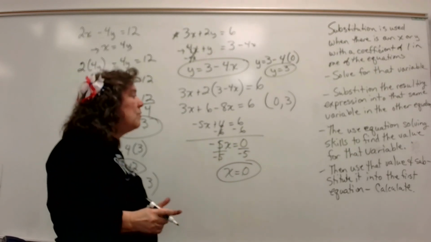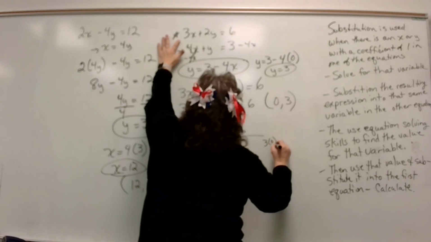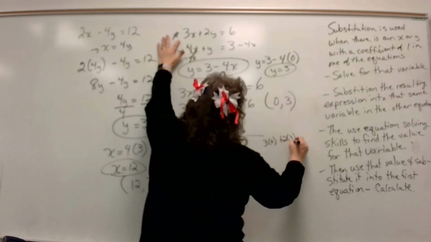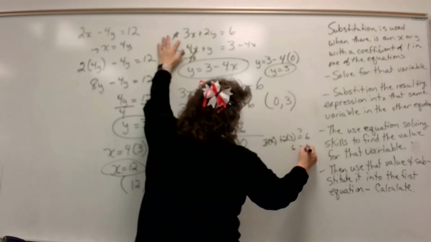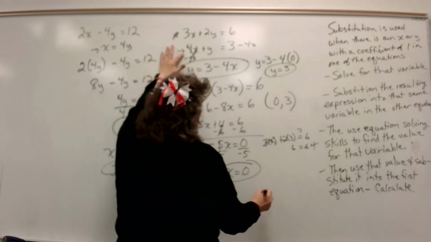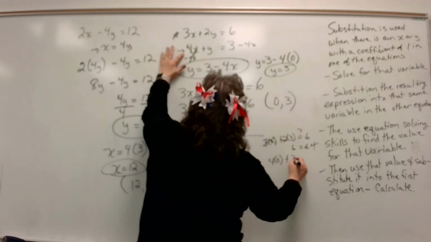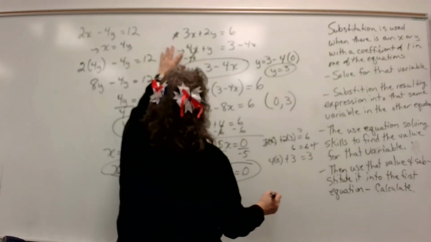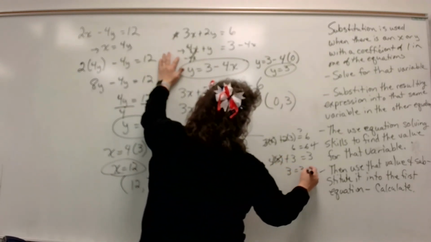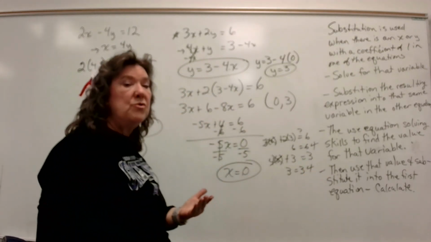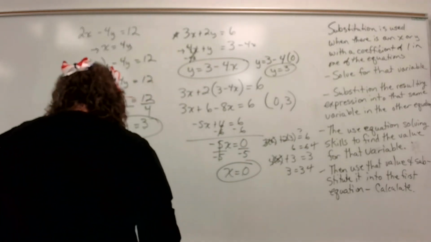And remember, we can always plug it back into the equations and check it out. So 3 times 0 plus 2 times 3. Does that equal 6? Well, this is 0. 6 equals 6. Yes, that checks. Look at my next one. 4 times 0 plus 3. Does that equal 3? Yeah, it does. Because this is 0, so this is 3 is equal to 3. It checks out. So we know for sure that that ordered pair is the solution for both of these equations.